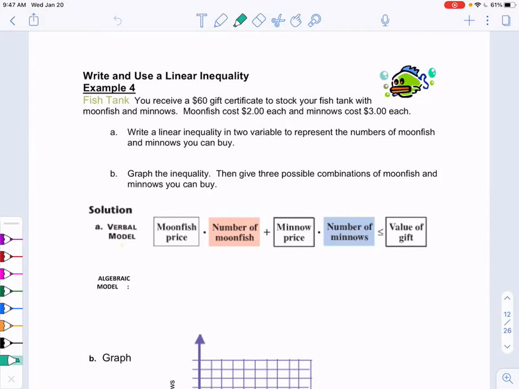I know. So we have $60 gift certificate, and we want to get two different types of fish, minnows and moonfish. Write a linear inequality to show two variables that represent the numbers of moonfish and minnows.